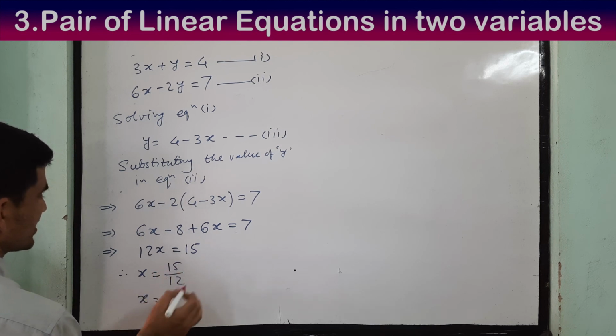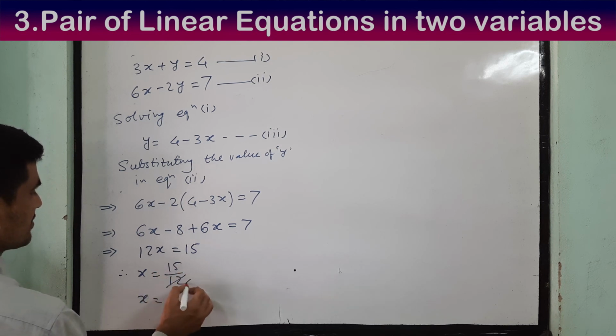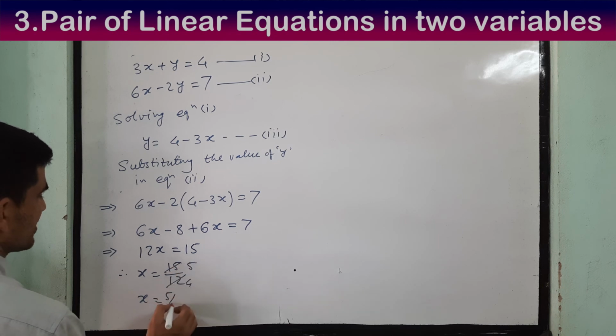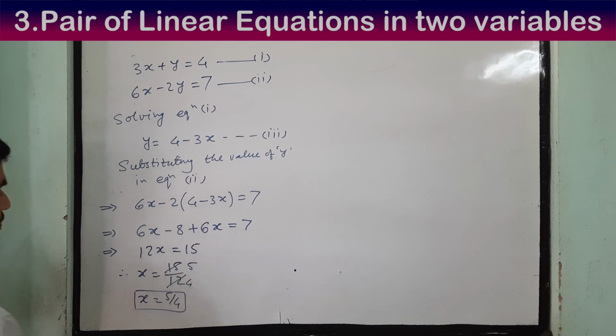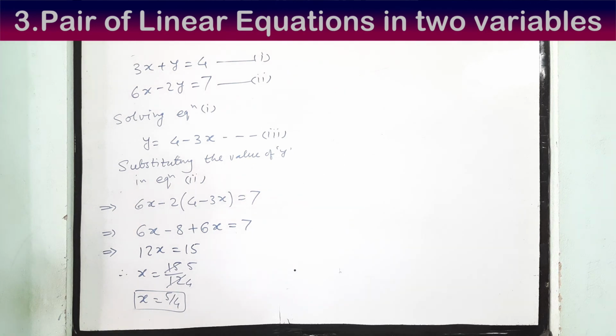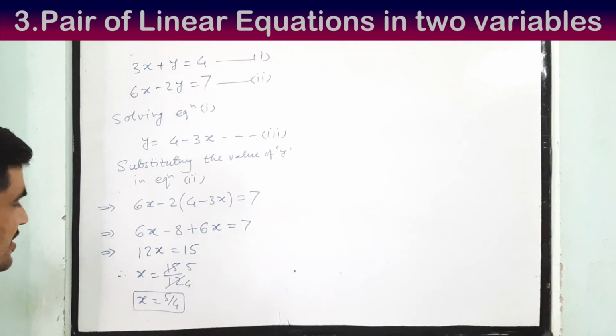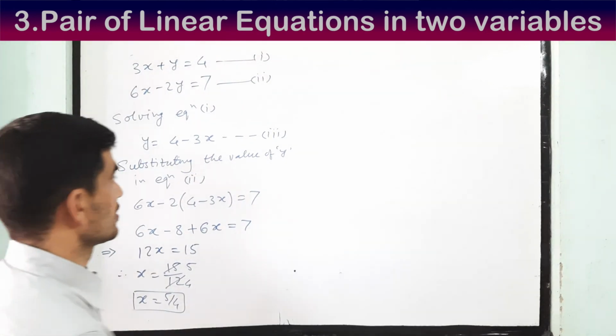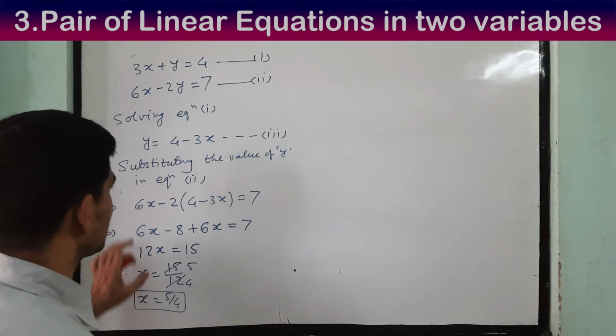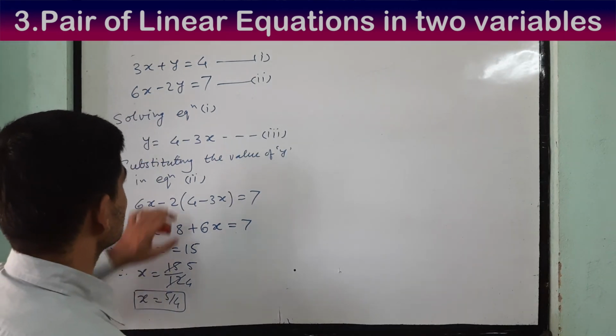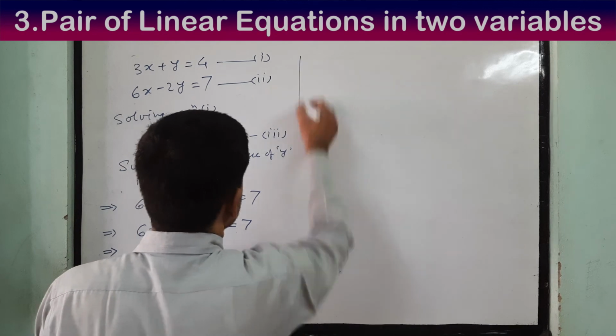You can cancel with 3. 3 4s are 12 and 3 5s are 15. So 5 by 4. Here it is better to keep it as a fraction only. Don't put it in decimal. It looks better here. Okay. Now we will put this value in any of the equations. So it is better we put it in equation number 3.